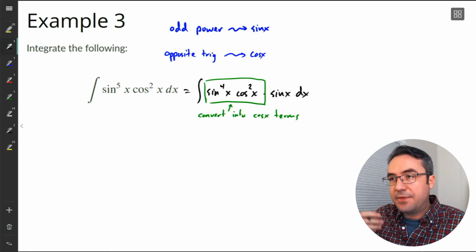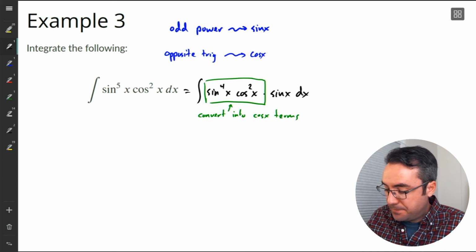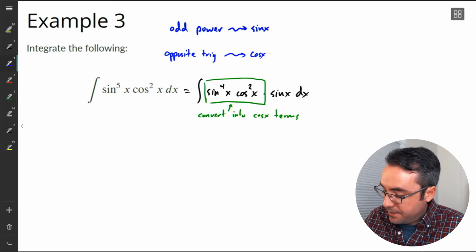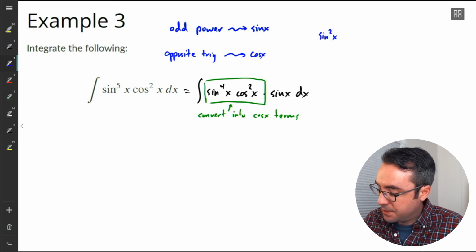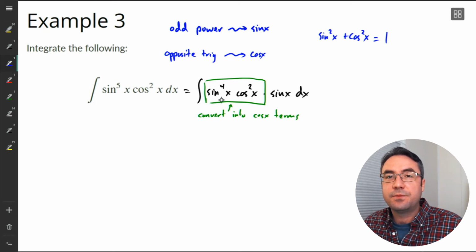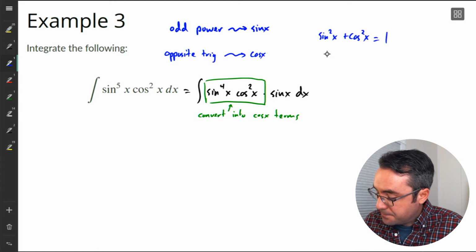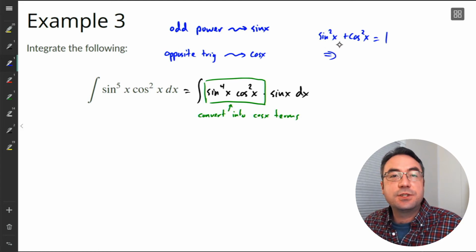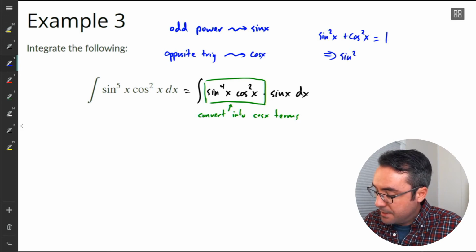And again, the trig identity we want to keep in mind is sine squared of x plus cosine squared of x is equal to 1. In order to help us with this, we want to get this even power of sine into the form of sine squared. If we can do that, we can solve this equation for sine squared. And we know sine squared is equal to 1 minus cosine squared.